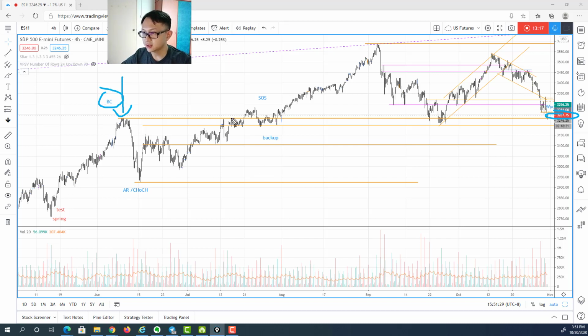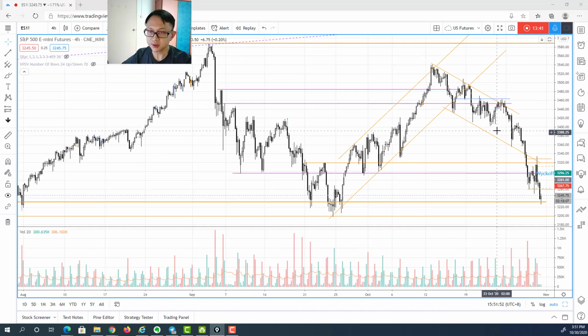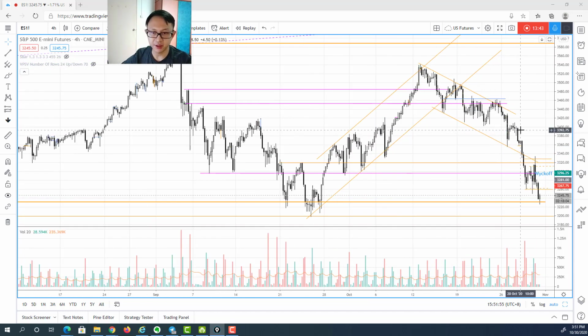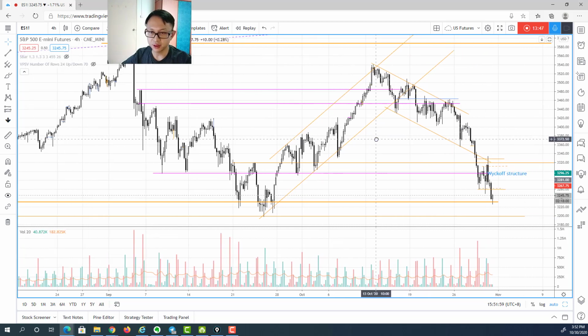Subsequently you can see there are some interactions within the 3230. So I would say that 3200 to 3230 might provide some kind of support. And if you look at the previous swing low in September, it actually just touched the 3200 level and bounced back. So definitely this is a very important level to watch, because this is the chance for the market to rebound and have some kind of relief rally.